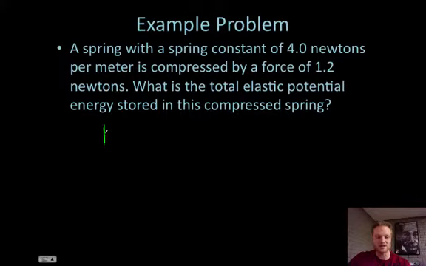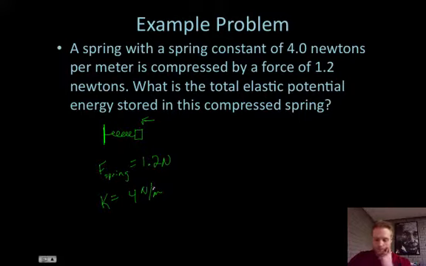If I draw a picture of this, basically I've got a compressed spring here, and to me compressed means it's being squished to the left, like you're squishing this spring to the left, and it's being compressed with a force. So the force on the spring is 1.2 newtons, right? And this spring has a spring constant, or a k, of 4 newtons per meter. And basically what we need to do is find out the potential energy that this spring has.